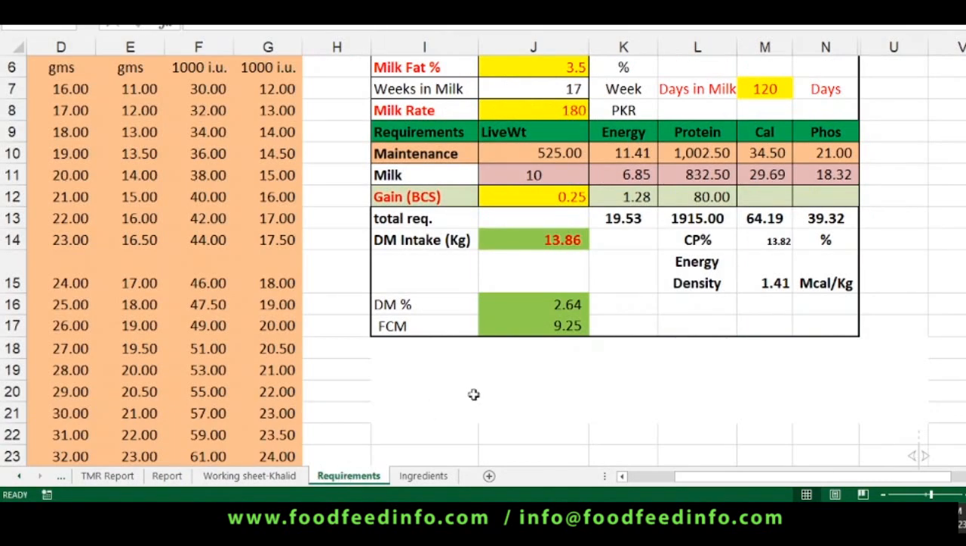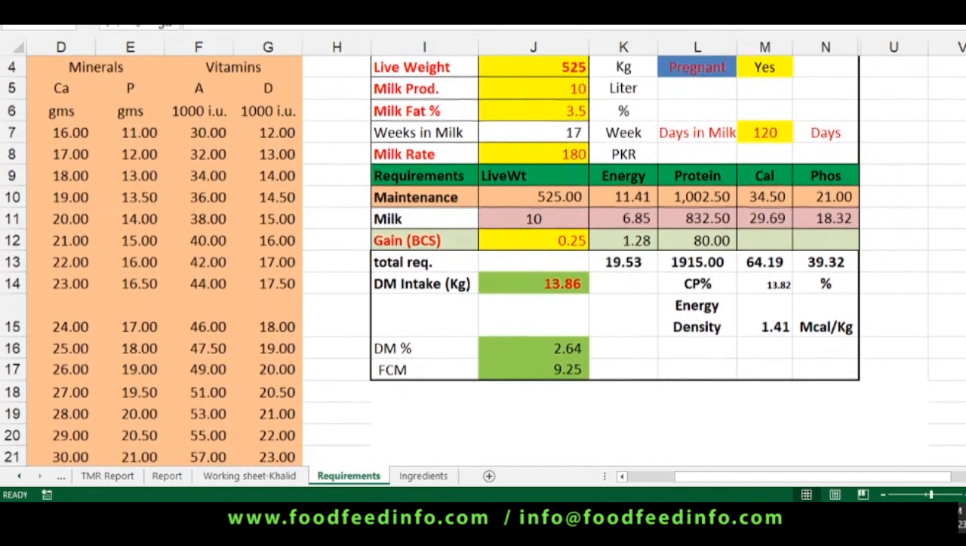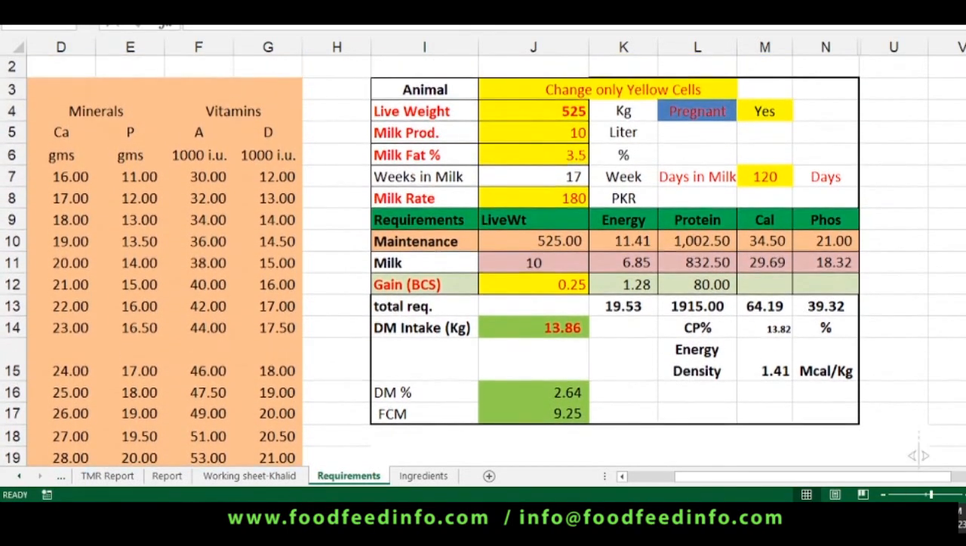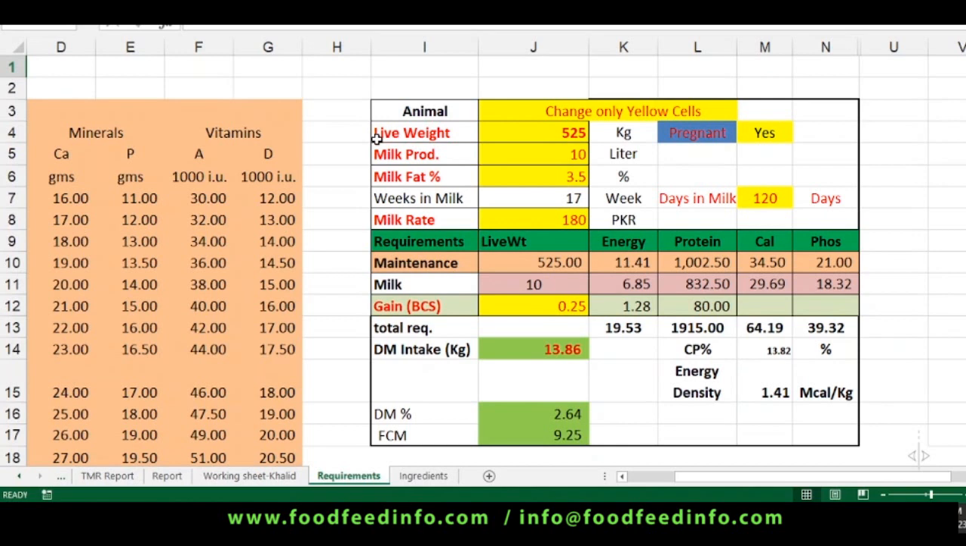Next is the requirement sheet. Most of the people look for a sheet because they don't know the nutrient requirement of the animal. So in that case, this would be very much helpful.